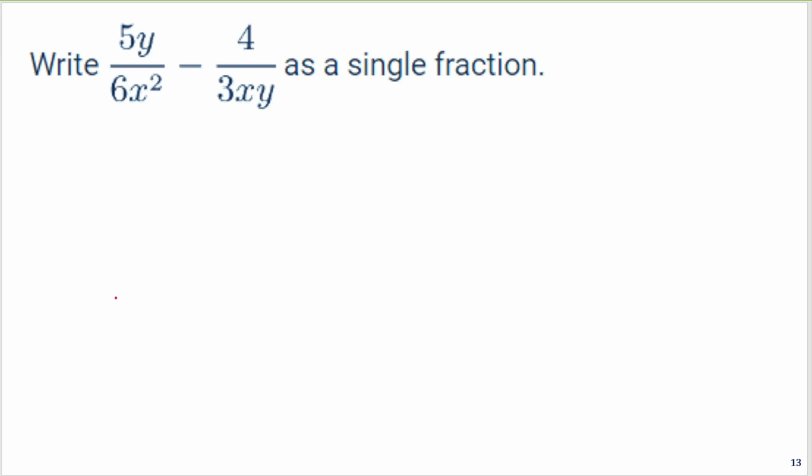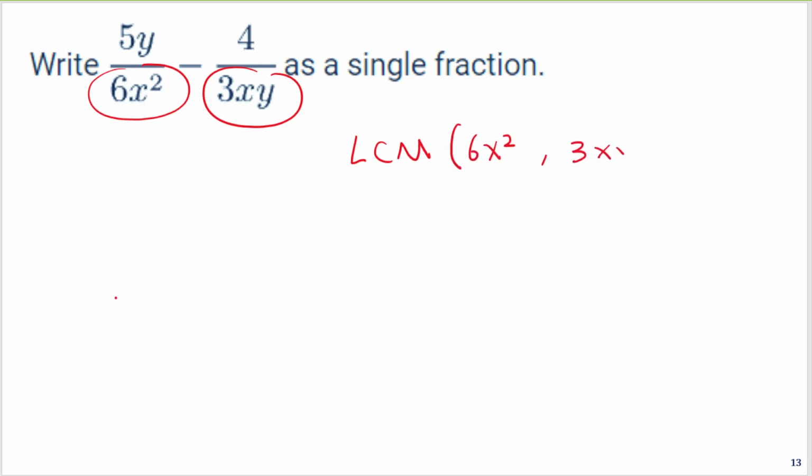Okay, usually you'll find a common denominator. The common denominator is the least common multiple of the two denominators, right? So note that the least common multiple of 6x squared and 3xy is: the least common multiple of 3 and 6 is 6, and the least common multiple of x squared and x is x squared. So consider there's another y. So the least common multiple of the two denominators is 6x squared y, right?